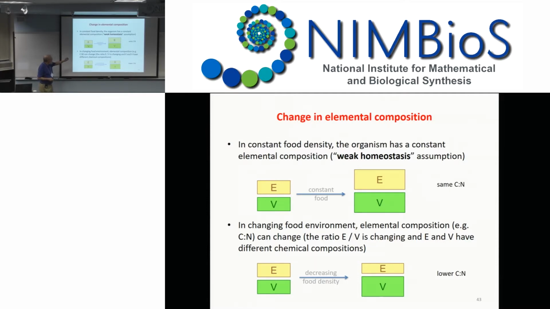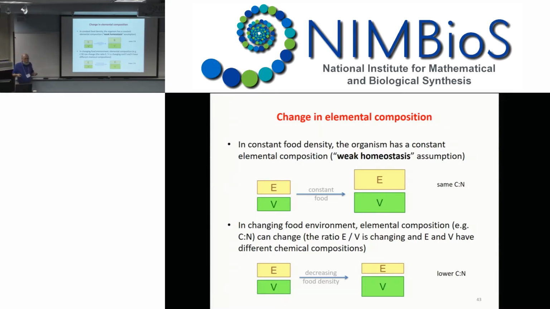Then if you change the ratio of reserve to structure, you can change the ratio. And for example, if we, loosely speaking, imagine that there is more carbon in reserve and more nitrogen in structure, if we're thinking protein, that the structure has a higher proportion of protein, then reducing the reserve ratio gives you a change in C to N, as illustrated here.